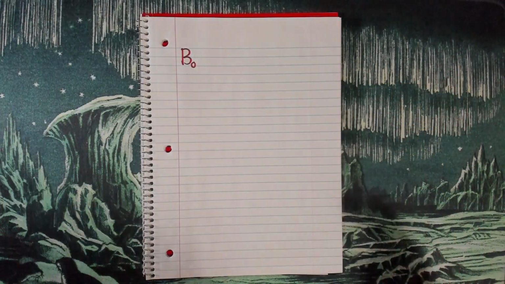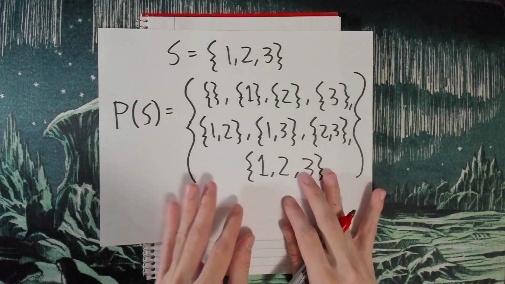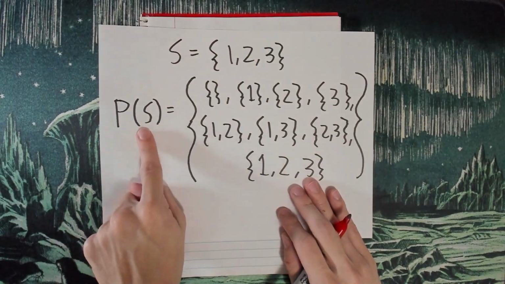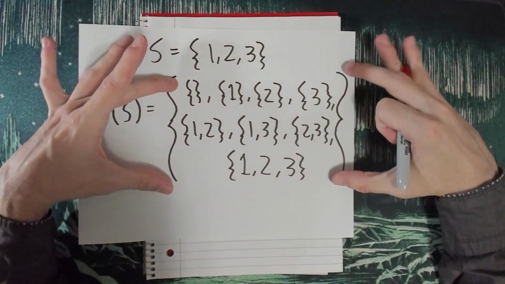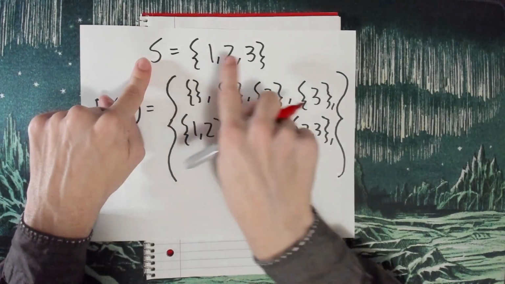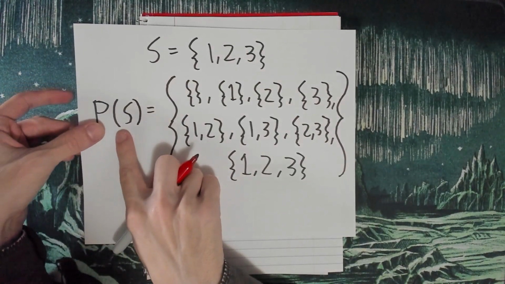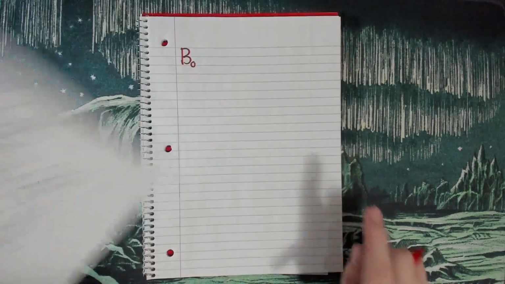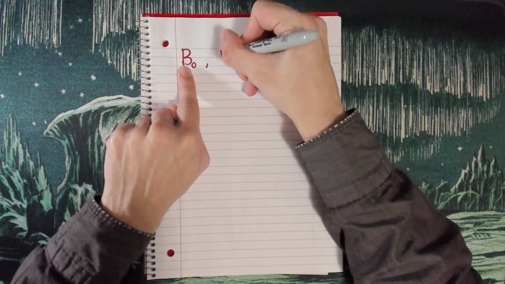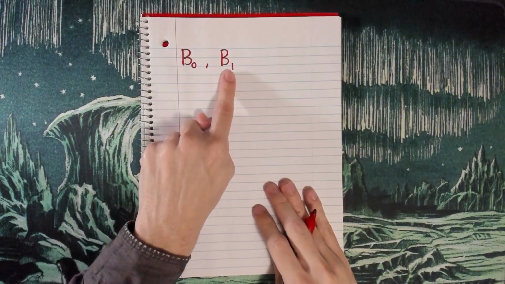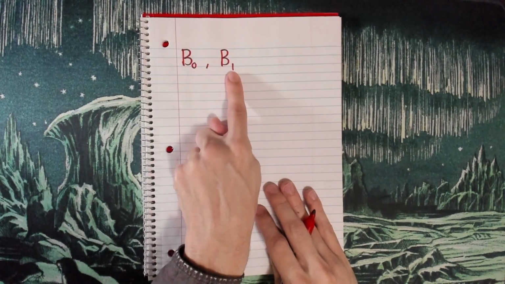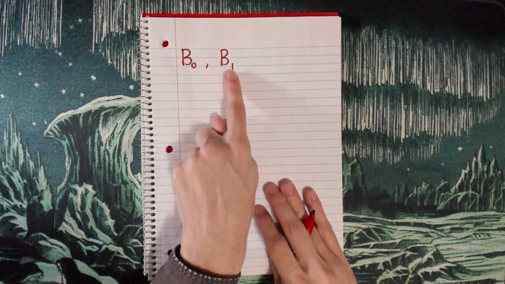So what can I do with all of these subsets? Well, I could form a power set. Here S is the set 1, 2, 3, and the power set of S is the set of all subsets of S. Because S has 3 elements, the power set of S has 8 elements. So what I can do is take the power set of B0 to get B1. If B0 is like the size of the set of natural numbers, B1 is like the size of the set of real numbers.